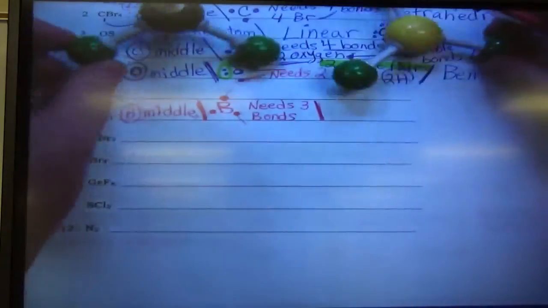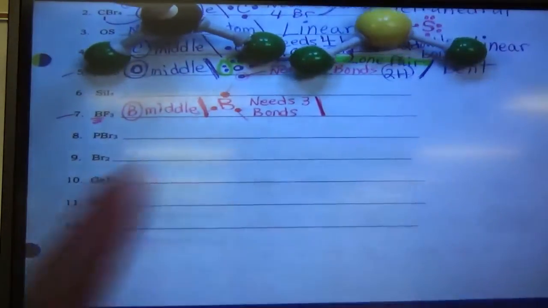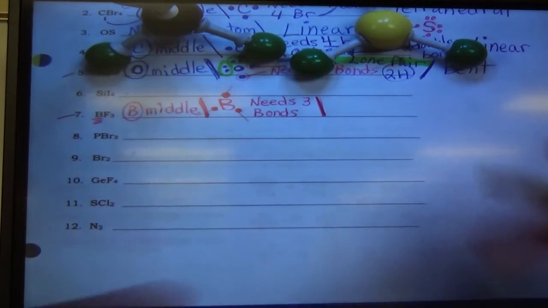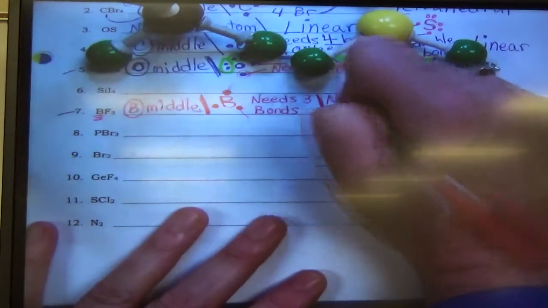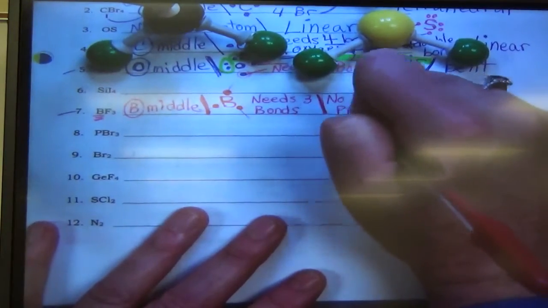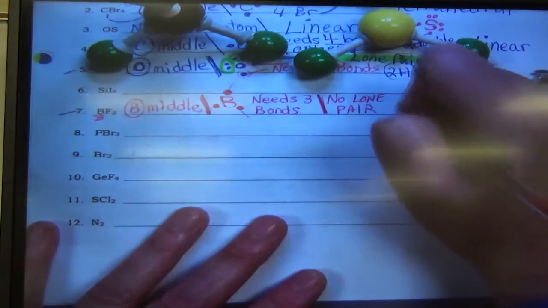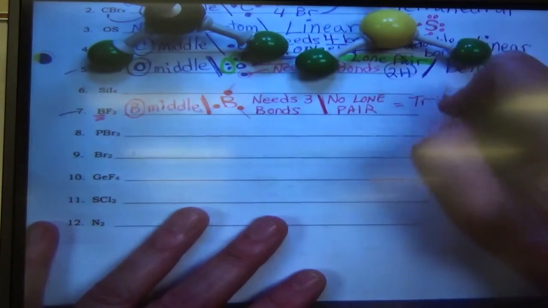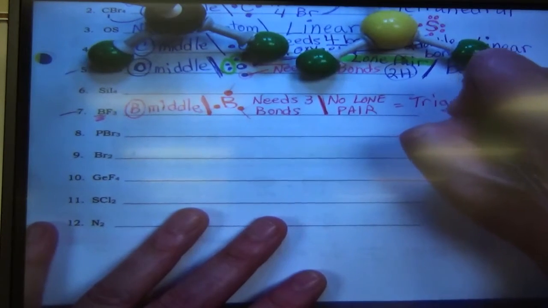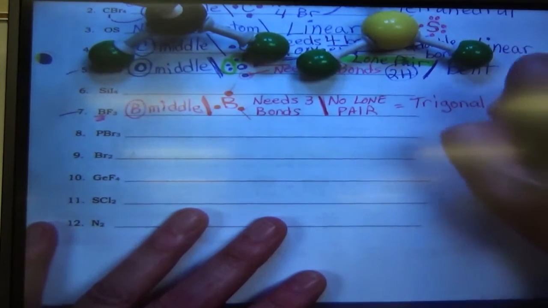Now, which one is correct? Trigonal pyramidal or trigonal planar? Planar. Yes. Trigonal planar is correct because no lone pair. No lone pair means that it is trigonal planar. Or if you wrote triangular planar, that's fine as well. Trigonal planar.